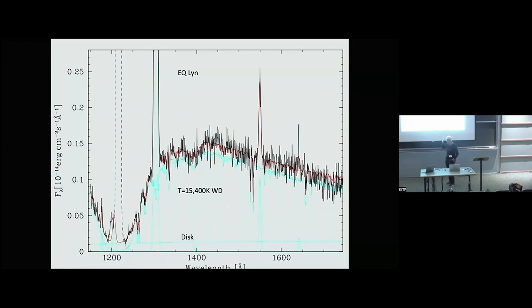And so the nice thing is the absorption lines that you see here are from the white dwarf, and we get an estimate of the contribution of the disk by looking at the bottom of Lyman alpha.